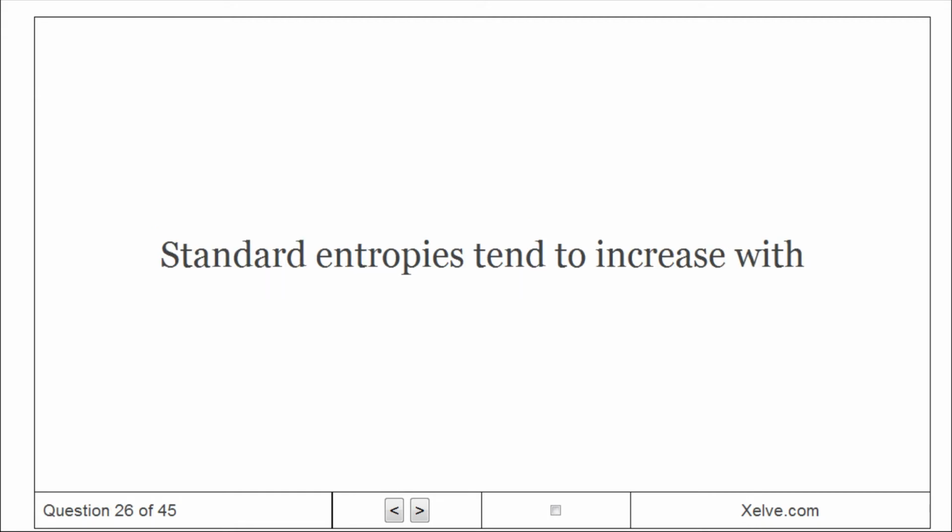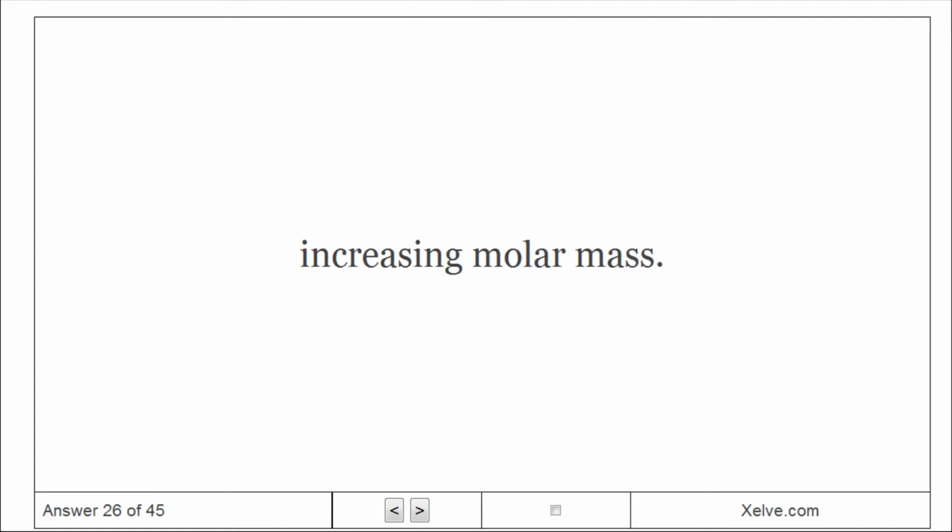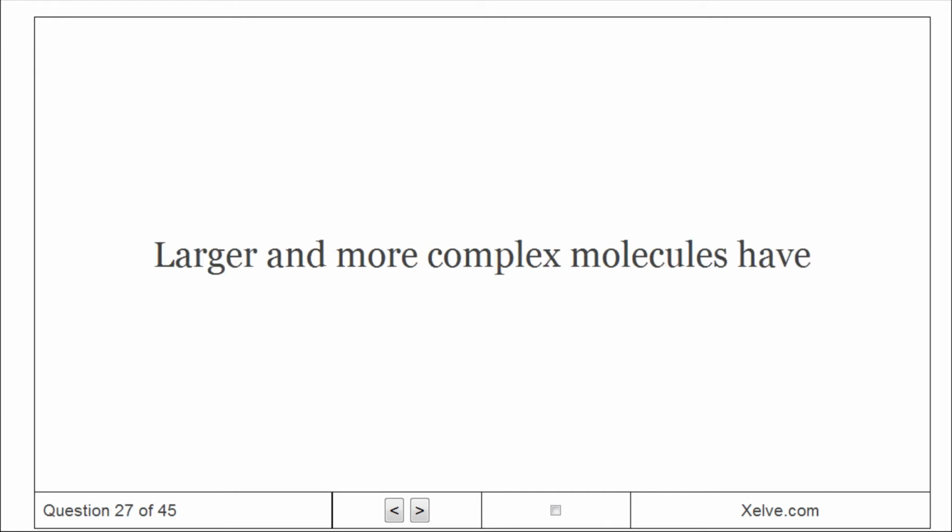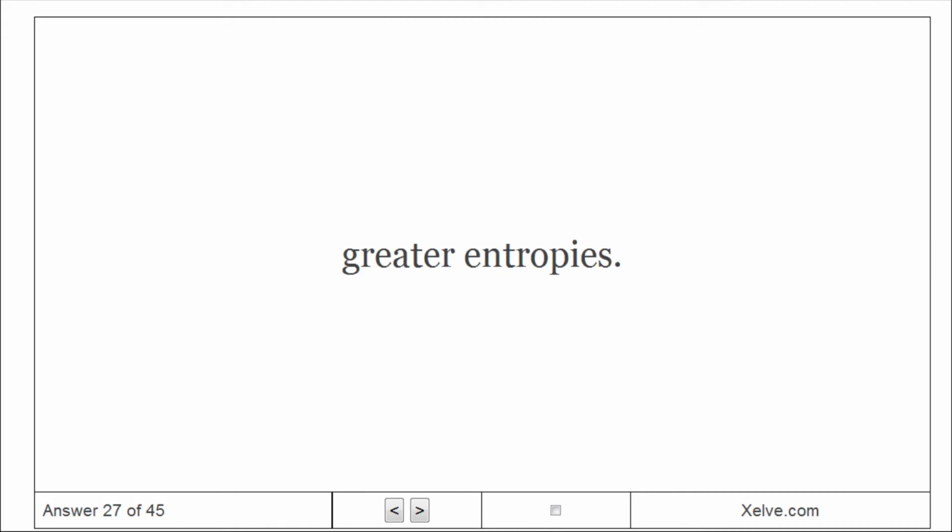Standard entropies tend to increase with increasing molar mass. Larger and more complex molecules have greater entropies.